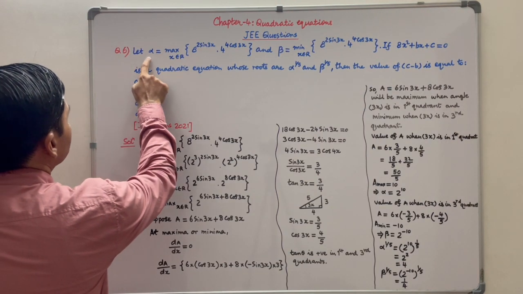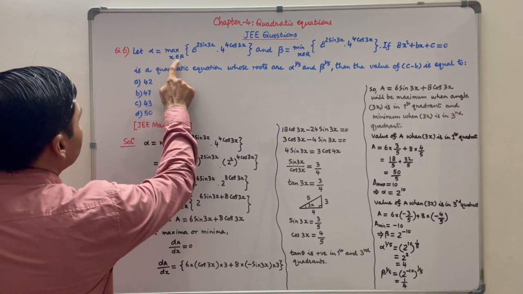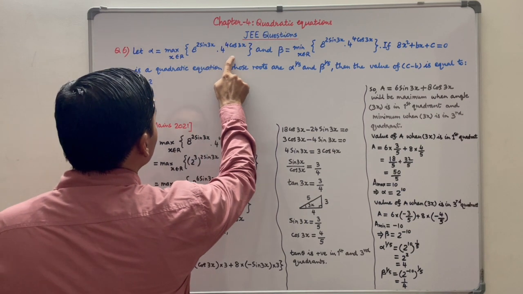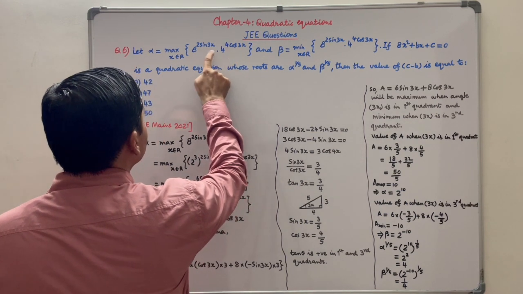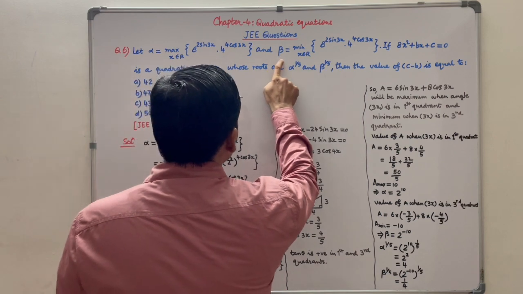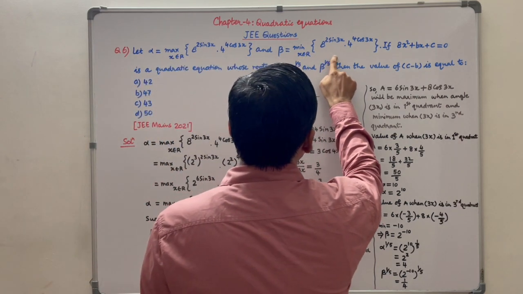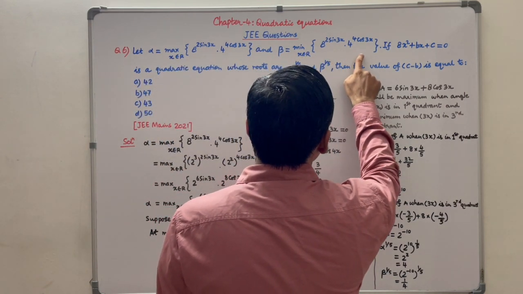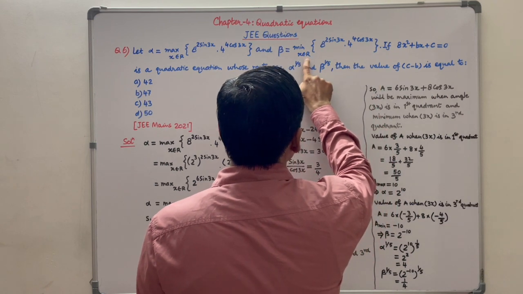Sixth question, let alpha is equal to maximum of 8 to power 2 sine 3x into 4 to power 4 cos 3x where x is real. And beta is equal to minimum of 8 to power 2 sine 3x into 4 to power 4 cos 3x where x is real.